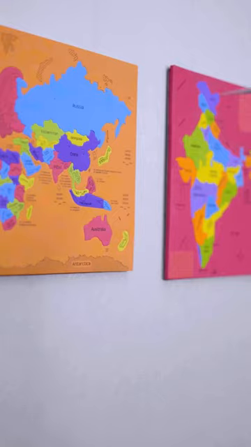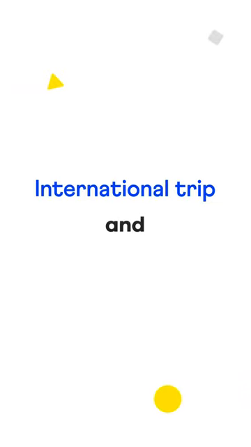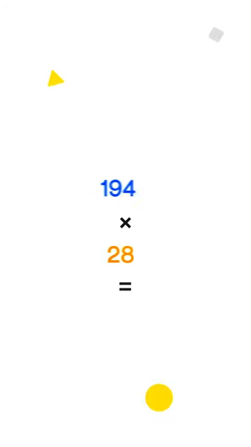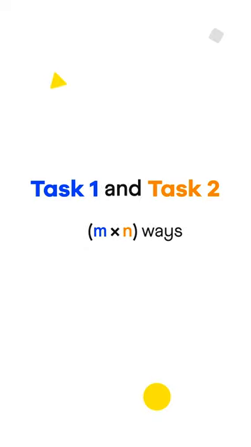But you know, I can also take two trips, one in summer and one in winter. So in how many ways can I now plan my trip? Well, since I can now take one international and one domestic trip, I can do this in 194 times 28, that is 5,432 ways. And that's the multiplication principle. If we can do one task in M ways and another task in N ways, we can do both tasks together in M times N ways.